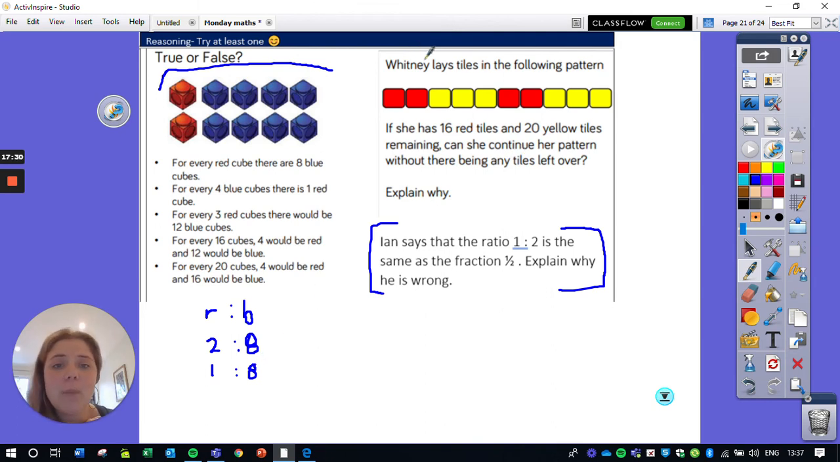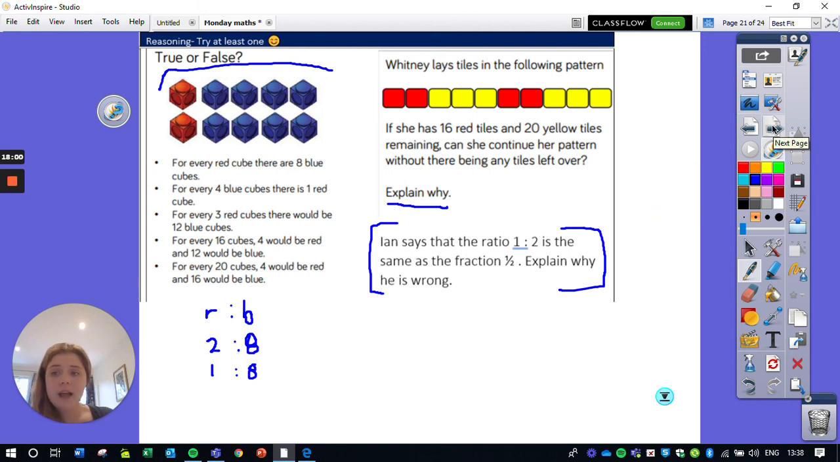Finally, this last one here. Whitley lays the tiles in the following pattern. Red, red, yellow, yellow, yellow. If she has 16 red tiles and 20 yellow tiles remaining, can she continue her pattern without there being any tiles left over? Yes or no, and explain why. For this one, you could either choose to express it as a ratio and explain it that way, or you could try drawing the pattern with red and yellow tiles. But remember, she's only got 16 red and 20 yellow, and it must follow the pattern red, red, yellow, yellow, yellow. Have a go at least one of those reasoning questions, please.